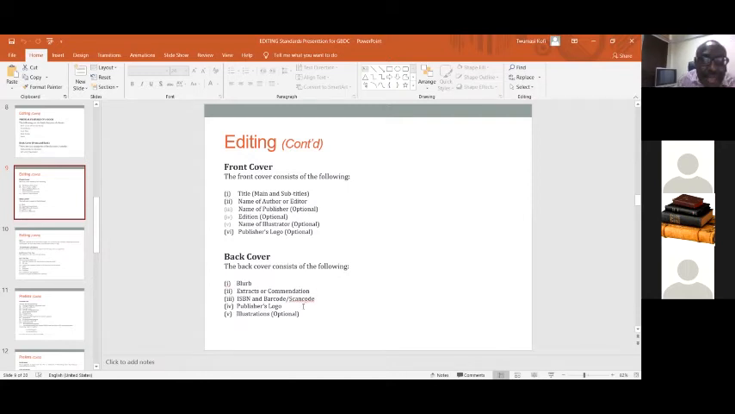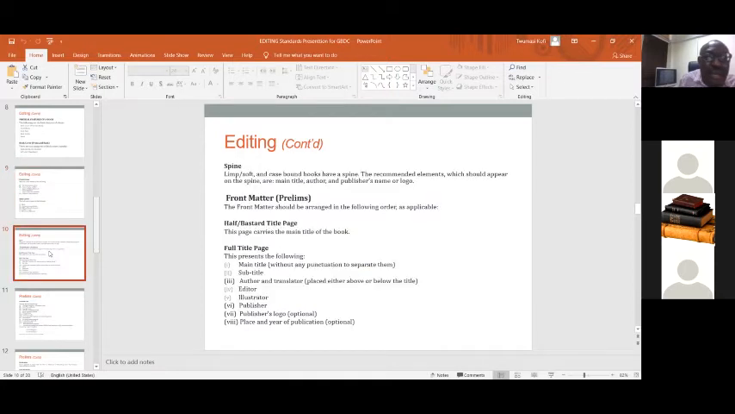Yeah. And then the publisher's logo, all those things, you can put them on the back cover. And for illustration, we're talking about the author's picture. All those things can come at the back cover. Now the spine, the recommended elements should appear on the spine. And these are the main title can come there, the author, the publisher's name, and if he has a logo, those things can come there.